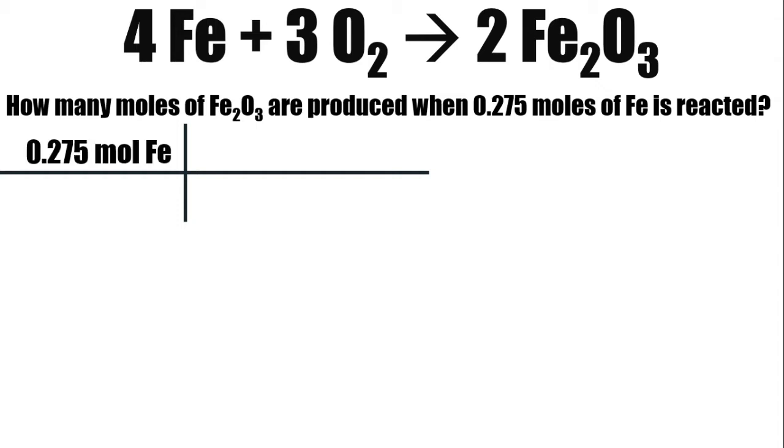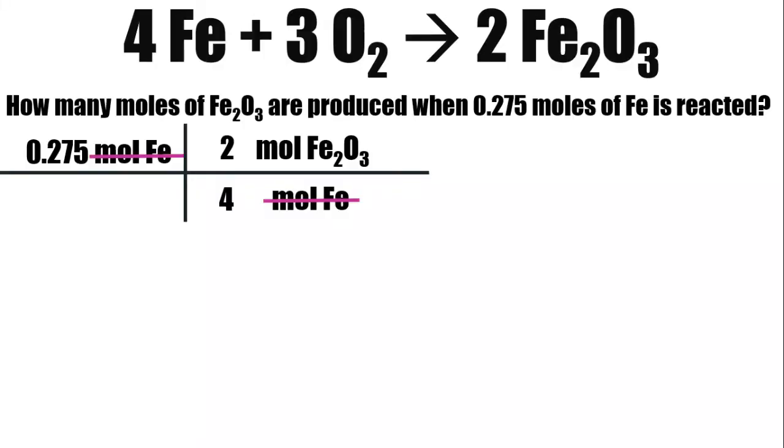So you put the given to the upper left: 0.275 mole Fe. Then in the bottom right, put the unit of the given so that they will cancel each other. This time, you have to copy the coefficient from the balanced chemical equation. So we have 4. Then put the unit of what you want to get, which is mole of Fe2O3, and copy the coefficient. Same as the mole ratio, okay? Because this is the mole ratio.